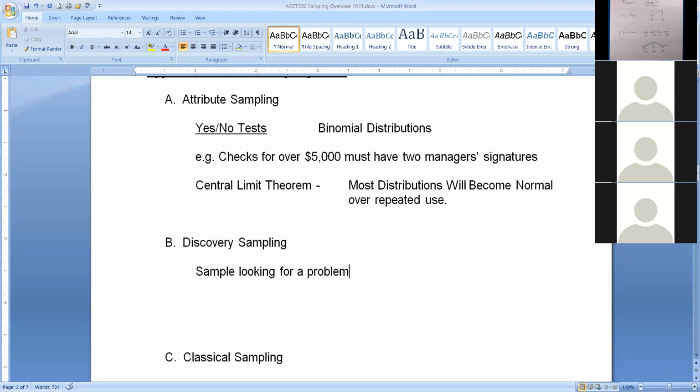Yeah, and it could be looking for, it's possible that it's an attribute. It could also be looking for a misstatement in the financial statements. And basically it is that the bigger the sample you take without an error, the more confident you are.